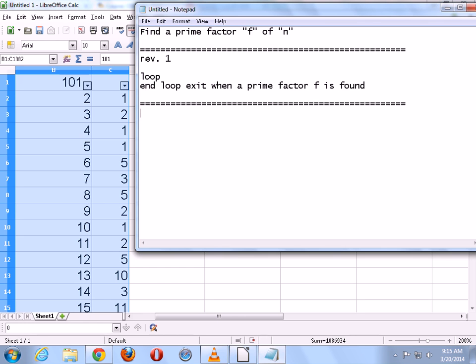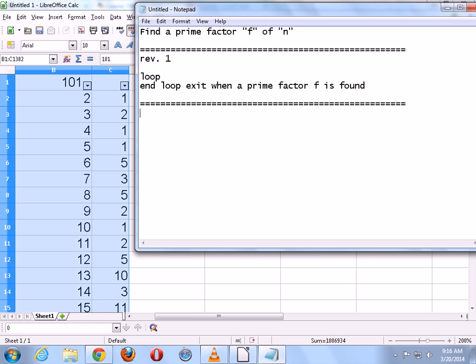That's my first revision. It doesn't look like much, but it tells me two things that are actually quite important. Number one, it is a loop of some kind. Number two, the exit condition involves knowing whether f is a prime factor of n. Okay? So those two things are quite important because they give us a lot to go on from that point.